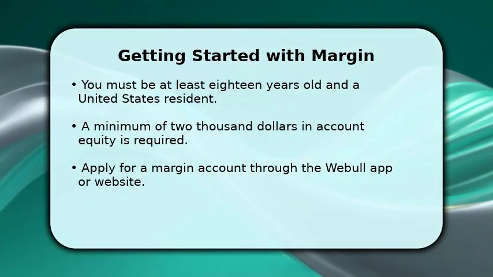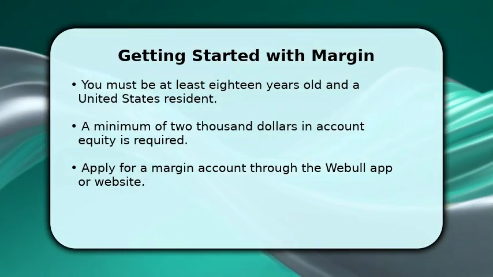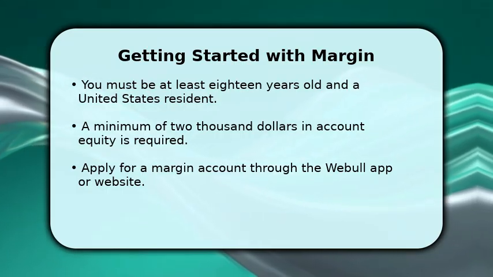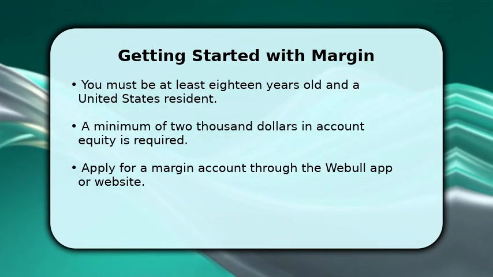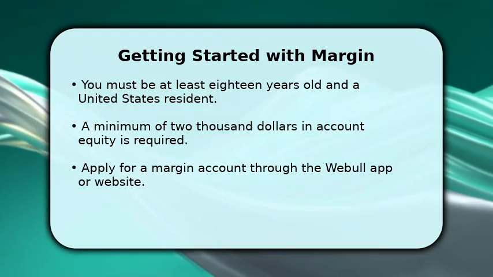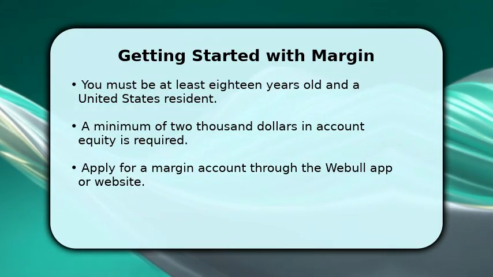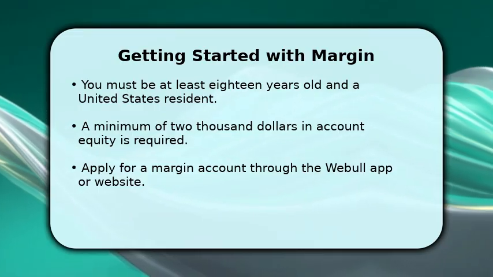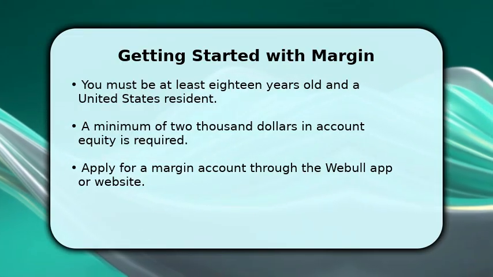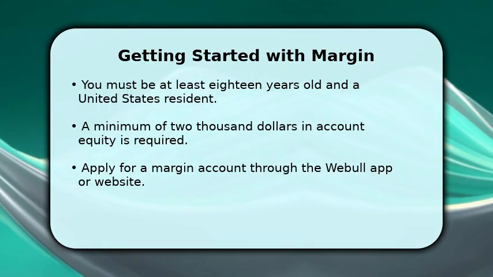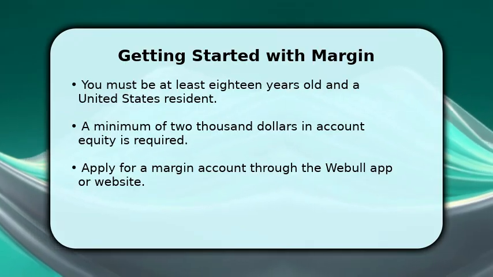To begin using leverage, you first need to open a margin account. You must be at least 18 years old and a United States resident. Webull requires a minimum of $2,000 in your account equity to qualify. The application process is straightforward. Simply apply through the Webull app or website. You will need to complete a margin agreement and a suitability questionnaire, which helps Webull assess your trading experience and risk tolerance before approval.